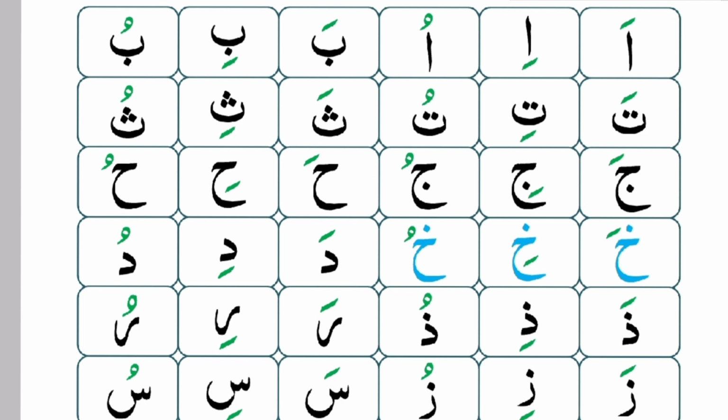Ta zabar ta, ta zair ti, ta pesh tu. Ta, ti, tu. Tha zabar tha, tha zair thi, tha pesh thu. Tha, thi, thu. You have to read all of the lines in this lesson in the same way as I just taught you line 1 and line 2.